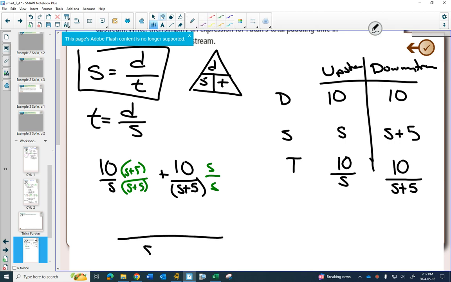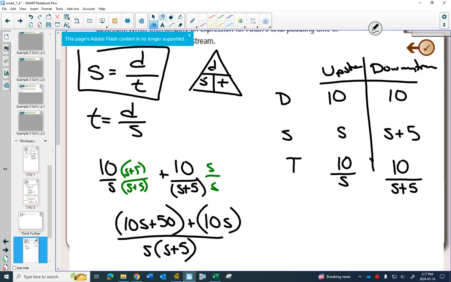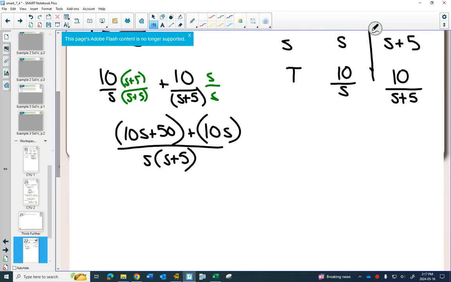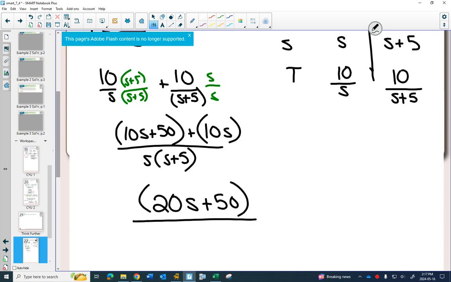So now I have a common denominator of s times s plus 5. And my first one, once I multiply it out, will be 10s plus 50. And the second one will be 10s. Do we have a common denominator? Yes. Do we have like terms? Yes. I'll get 20s plus 50. That gets grouped together over s times s plus 5. I could factor a 10 out of the top, but nothing will simplify.